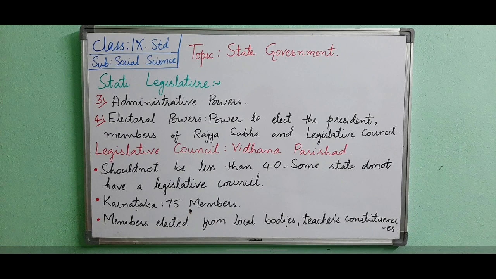The state executive is responsible to the legislative assembly and can be in power only as long as it enjoys the trust of the legislative assembly. Each member of the council of ministers is individually accountable, and the whole council of ministers is accountable to the legislative assembly.